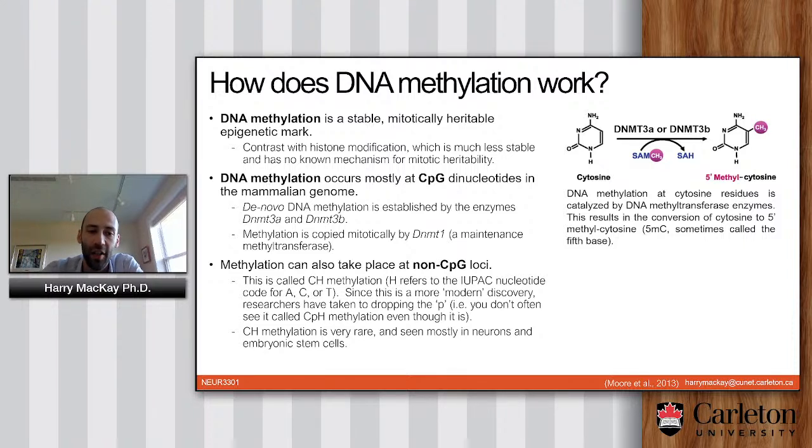Methylation is copied mitotically by DNMT1. This is described as a maintenance methyltransferase. So DNMT1 can copy DNA methylation as the DNA is being replicated. It can't create new methylation, but it can copy the methylation that you already have.